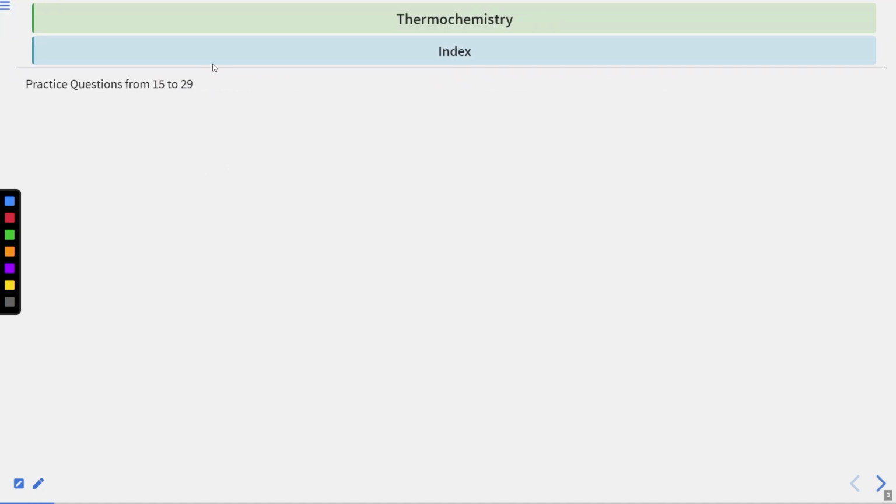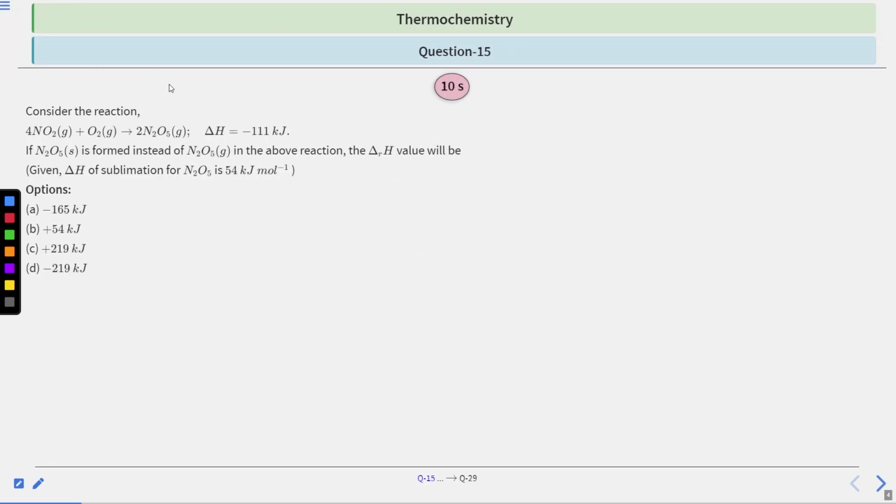So this is our index slide, and today we are going to see some practice questions from question number 15 to question number 29. So let's start with question number 15.